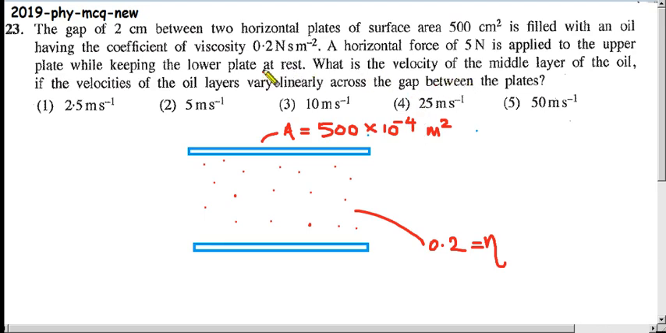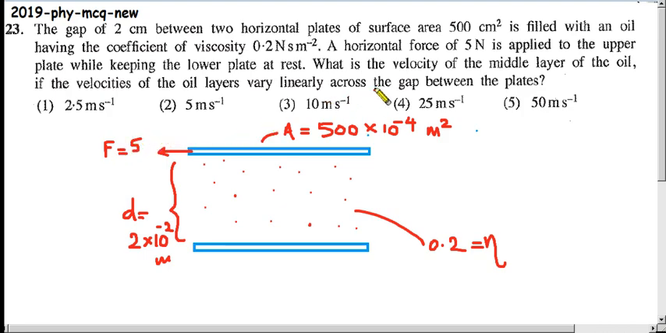Then they have given the gap of 2 centimeter. This gap we denote by D, that is 2 centimeter. I convert that also to meter by multiplying by 10^-2. Then the force given to the upper plate is 5, F equals 5 Newton.